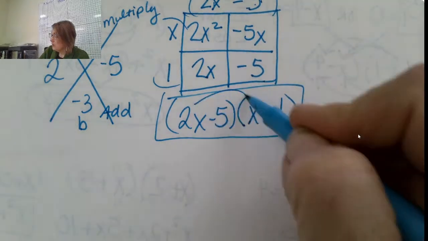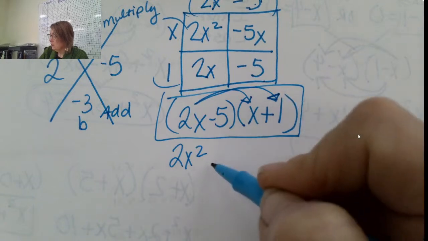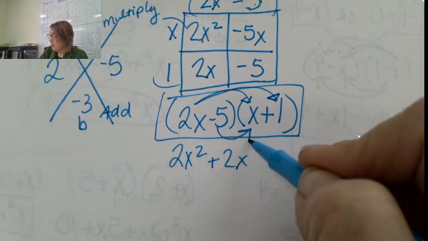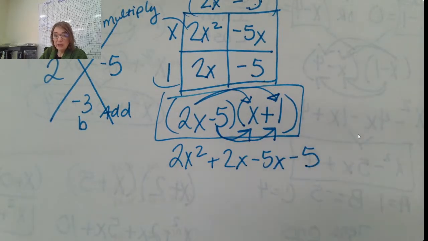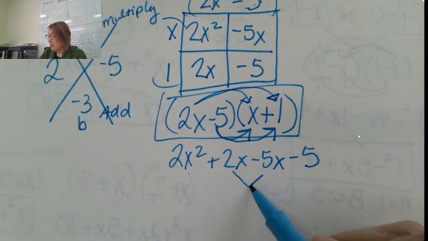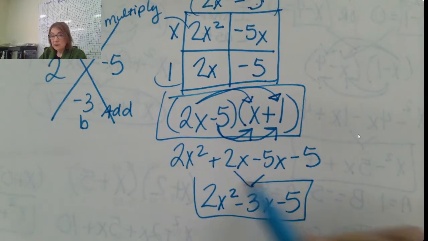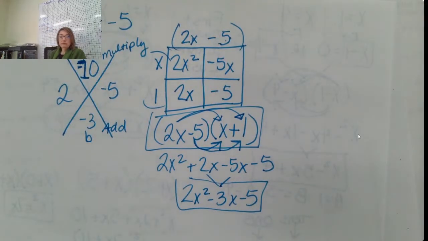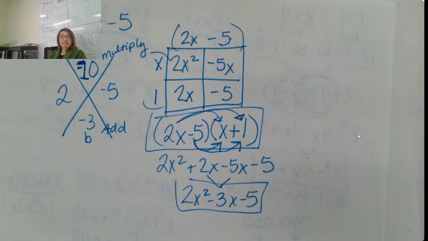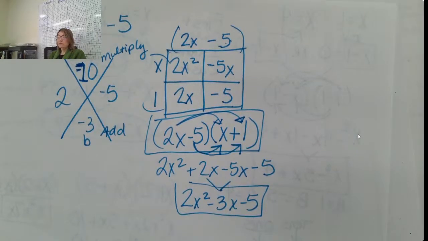So if we do 2x times x, 2x squared. 2x times 1, positive 2x. Negative 5 times x, negative 5x. Negative 5 times 1, negative 5. Do these combine in the middle to get the right thing? There we go. Everybody clear? This is not that bad, right?